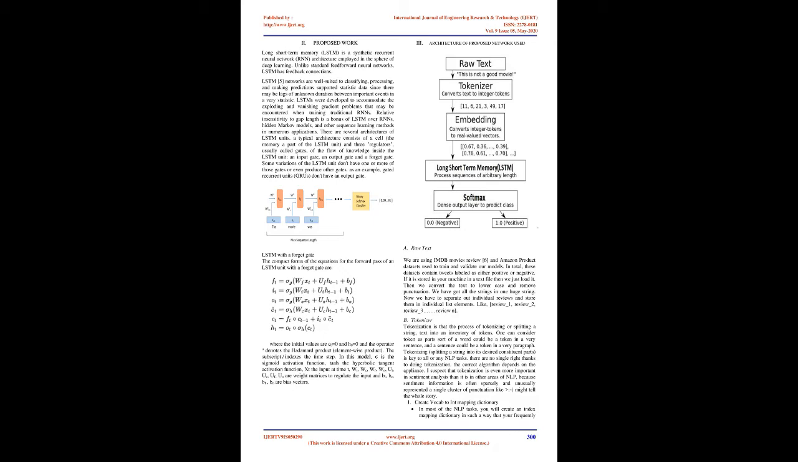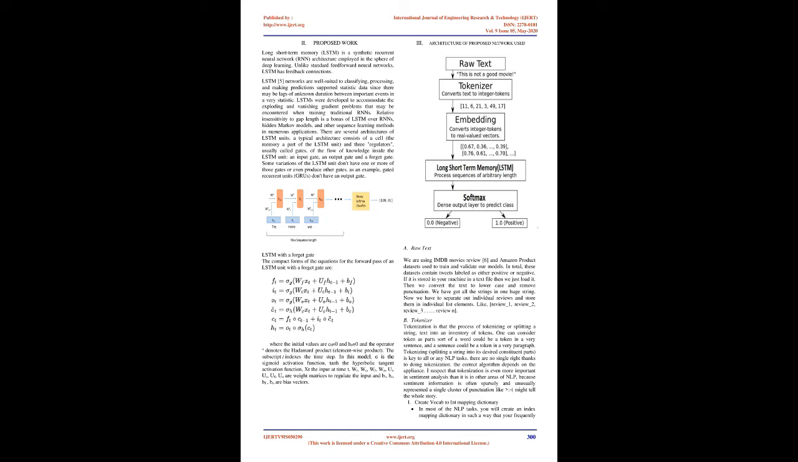LSTM with a forget gate. The compact forms of the equations for the forward pass of an LSTM unit with a forget gate are given, where the initial values are C0 equals 0 and H0 equals 0, and the operator ∘ denotes the Hadamard product, the element-wise product. The subscript t indexes the time step. In this model, sigma is the sigmoid activation function, tanh the hyperbolic tangent activation function, xt the input at time t, Wi, Wc, Wf, Wo, Ui, Uc, Uf, Uo are weight matrices to regulate the input, and bi, bc, bf, bo are bias vectors.